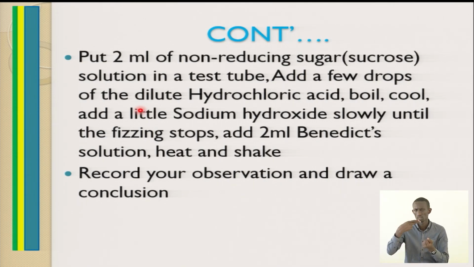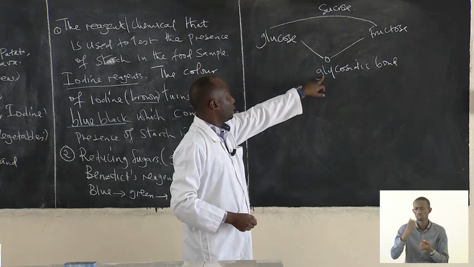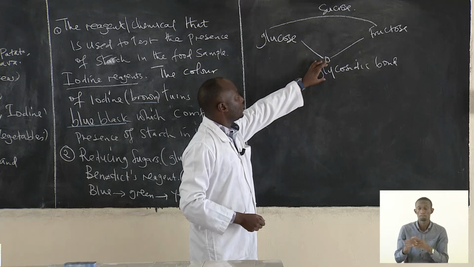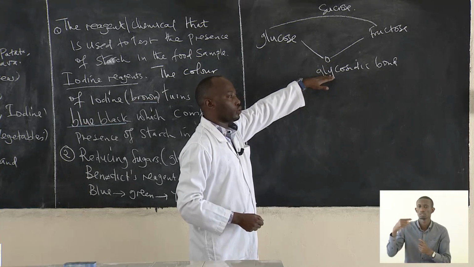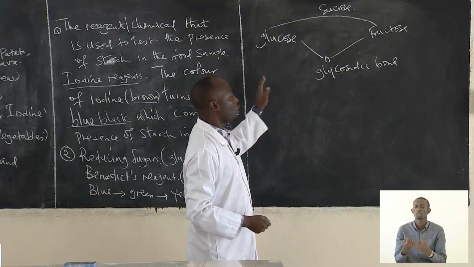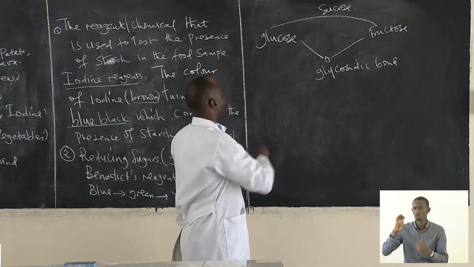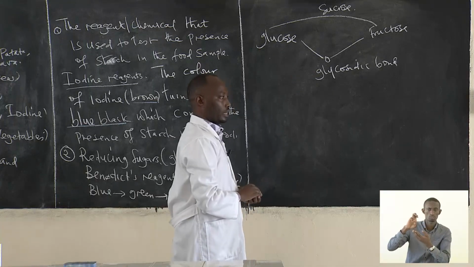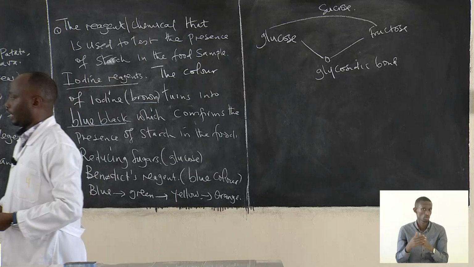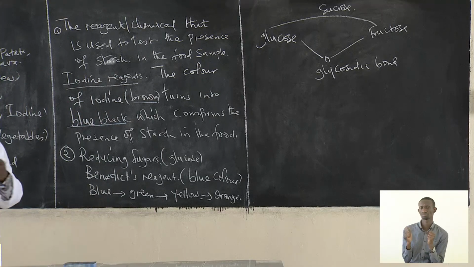We have that bond, which is called the glycosidic bond. That bond is very strong. Once you add hydrochloric acid, it will break the glycosidic bond, and the glucose and fructose will be separated and form monosaccharides. You are going to have glucose and fructose. Then you cool the solution, and after cooling it, you add sodium hydroxide.